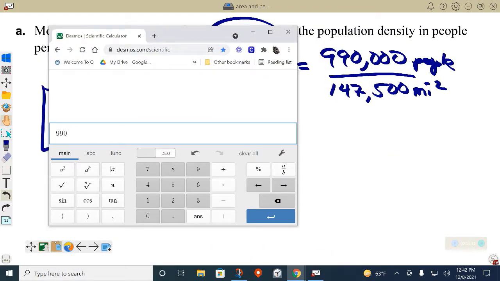All right, so 990,000 divided by 147,500. I'm going to round to the nearest whole number because we're dealing with population, human beings. You don't have a tenth of a human being. So round to the nearest whole person. So this is about 7 people per square mile.